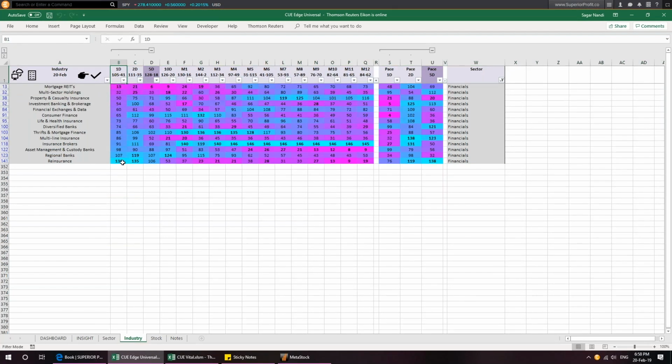If I sort by 1 day column, for example, reinsurance is the most strong, not accelerating. The score column shows strength is the strongest. Reinsurance is the strongest financials industry today. However, it was very weak earlier. So today, if you were doing top-down analysis, you could look at insurance also.